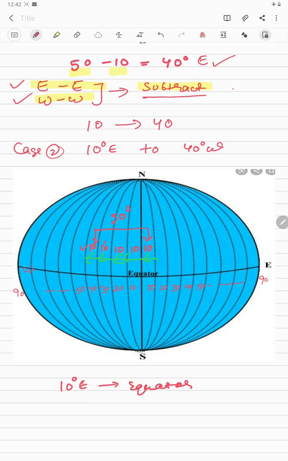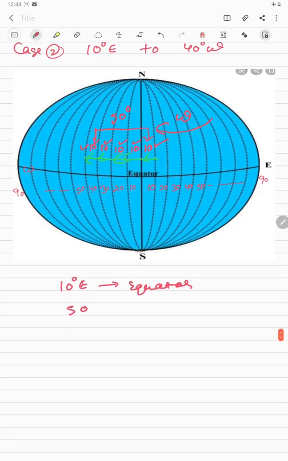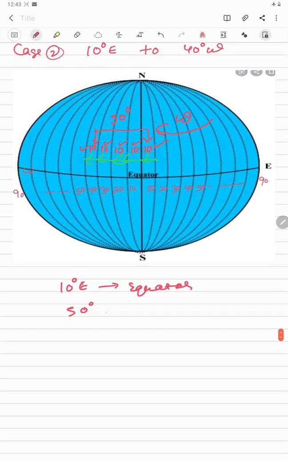So this is 10, 20, 30, 40, and your 50. Now in which direction have you moved, guys? See, you are moving from here to here, so this is your westerly direction. So the answer to this would be 50 degrees in the westerly direction.